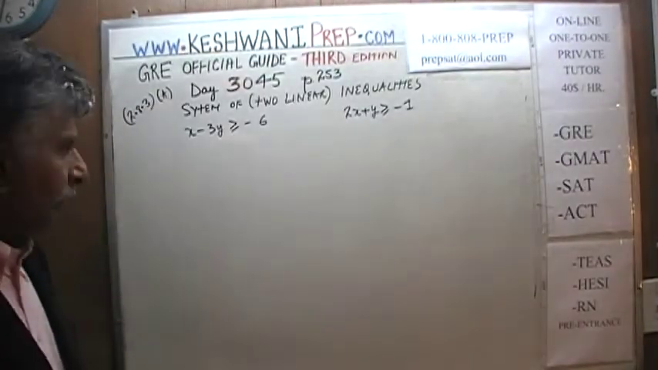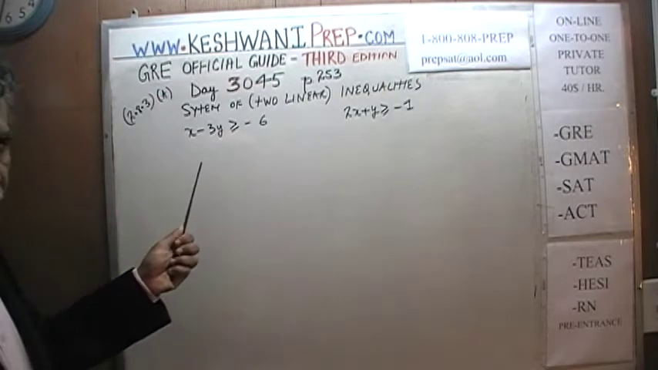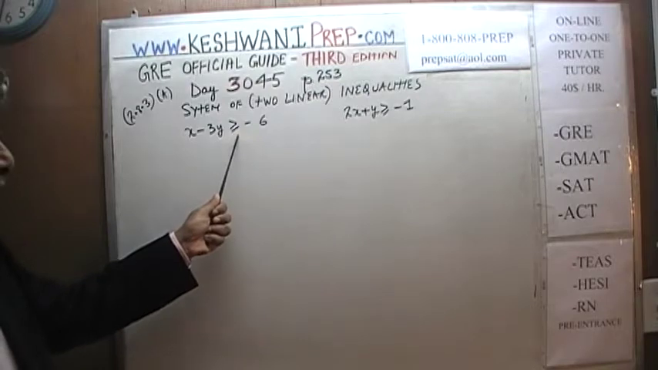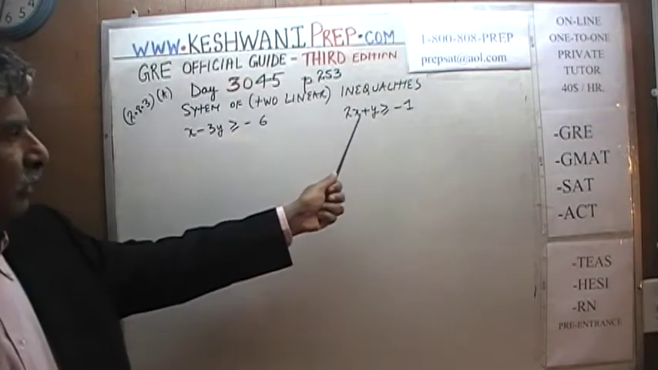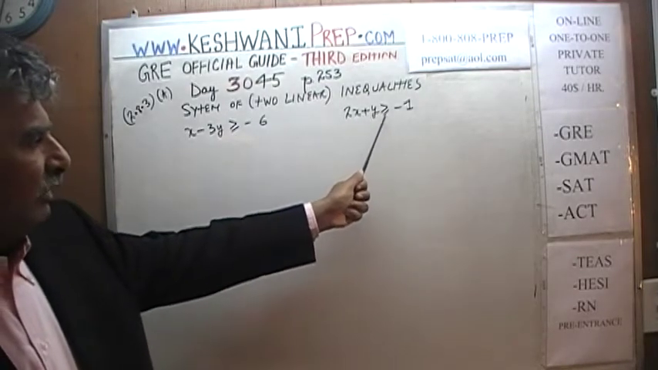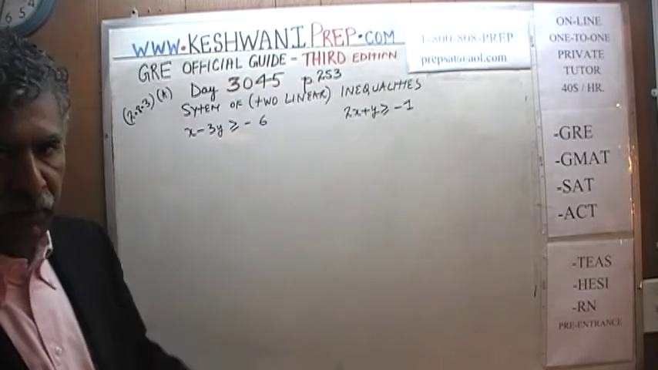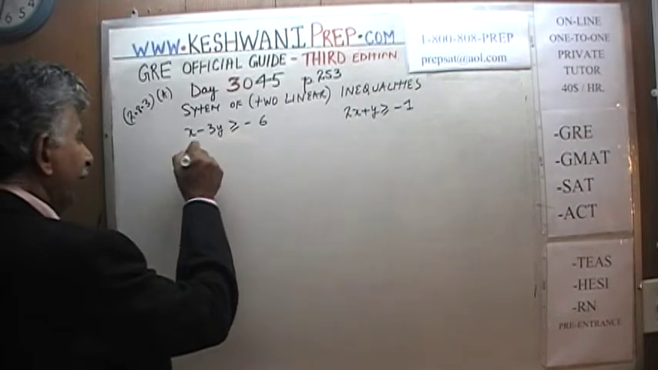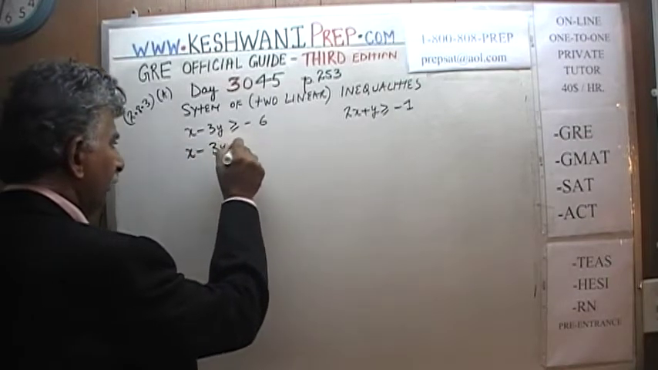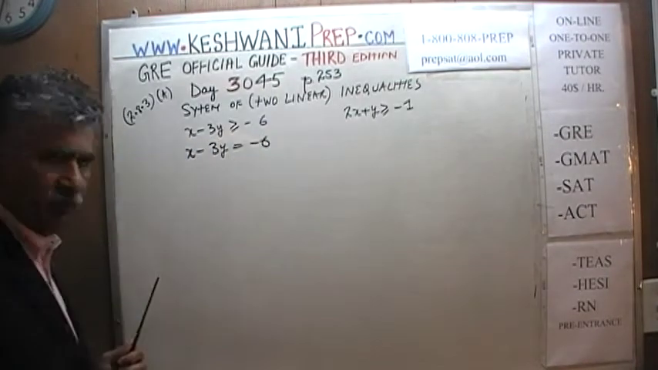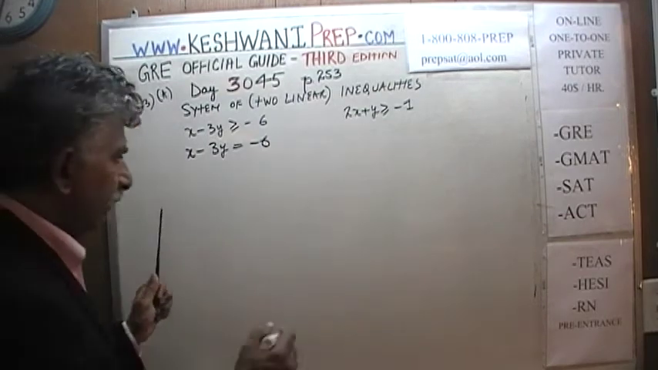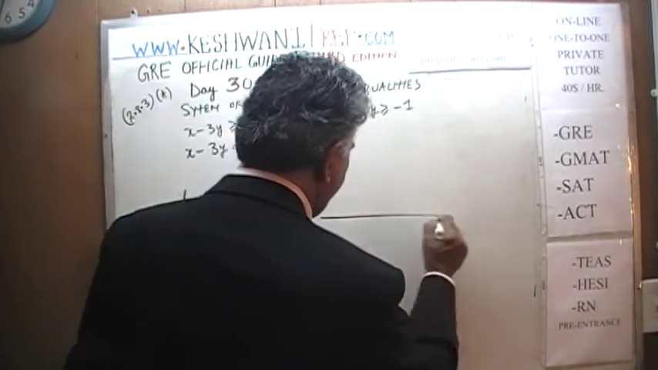The very first thing we're going to do here is inequalities. We have two inequalities here: x minus 3y, we are told, has to be greater than or equal to negative 6. And in the second inequality, 2x plus y has to be greater than or equal to negative 1. The very first thing we're going to do is write these as equalities. And we'll solve them as if they were equalities. Well, not solve them, rather, draw them, plot them. So let's do it right here.